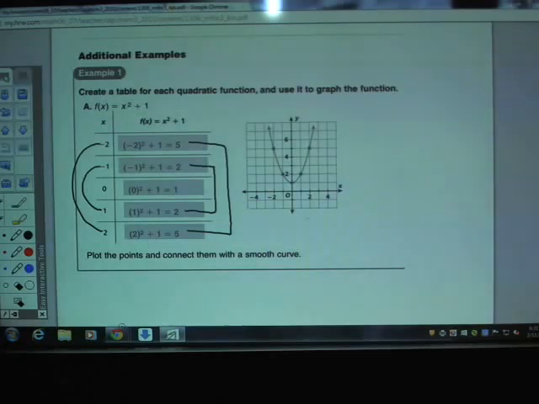Again, the U shape here, the parabola, always has to open up or down here. That's really the only way this is going to work. If you end up with something else, or a U that looks like it's opening to the left or to the right, something is very clearly wrong.